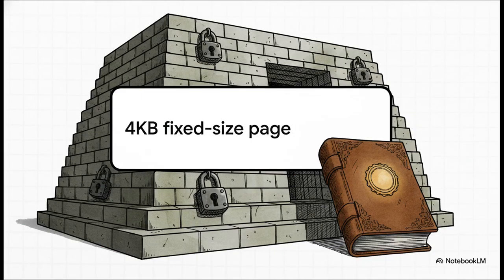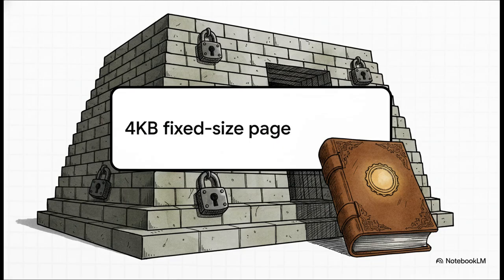Then, conversely, we have the venerable B tree. These are the deeply ingrained standard because their fixed page structure is incredibly reliable and completely ideal for managing strict transaction locks. Amazingly, the B tree was invented way back in 1970. I mean, it is wild to think that a data structure invented the exact same year the Beatles broke up is still powering the vast majority of the internet today.